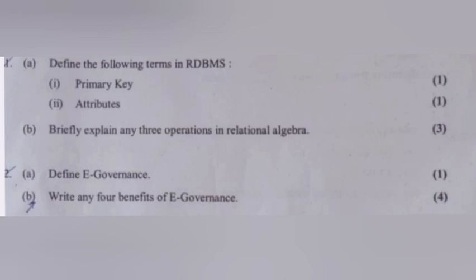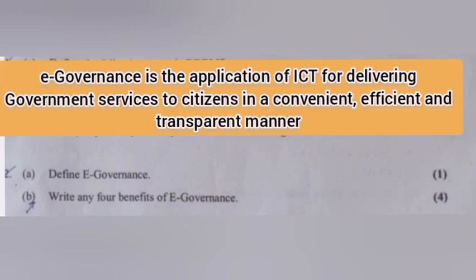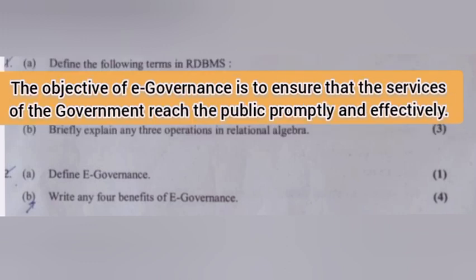32A. Define e-governance. B. Write any 4 benefits of e-governance. Answer A. E-governance is the application of ICT for delivering government services to citizens in a convenient, efficient and transparent manner. The objective of e-governance is to ensure that the services of the government reach the public promptly and effectively.